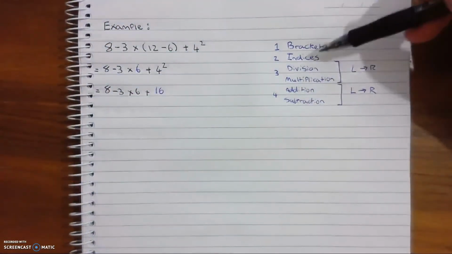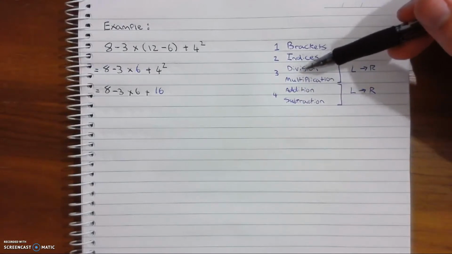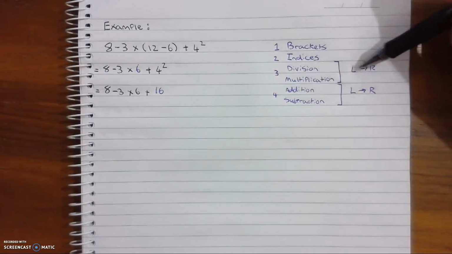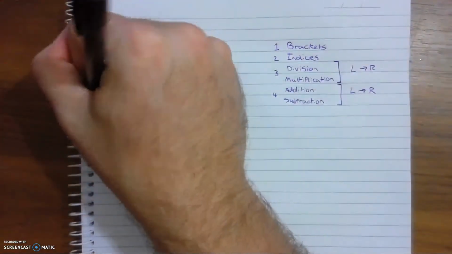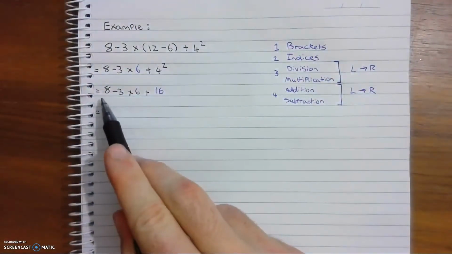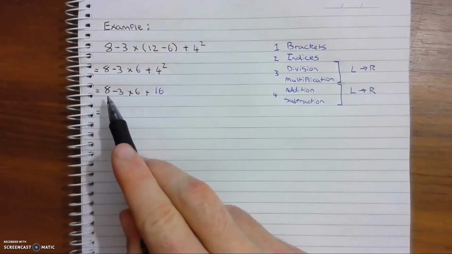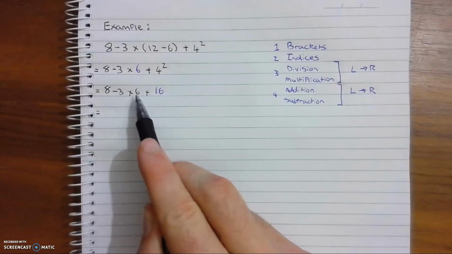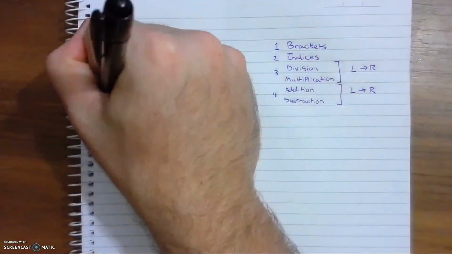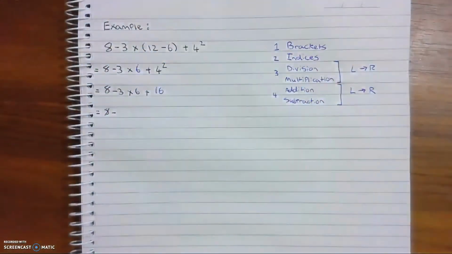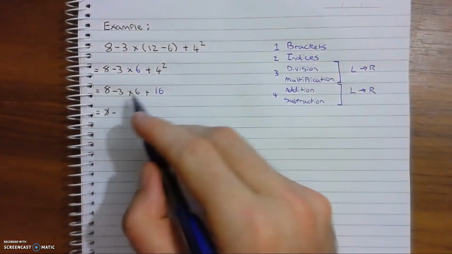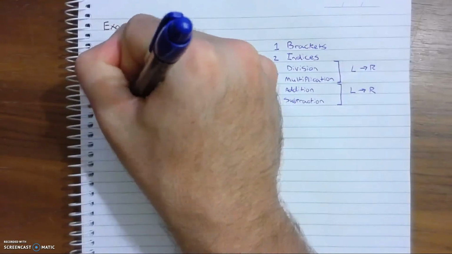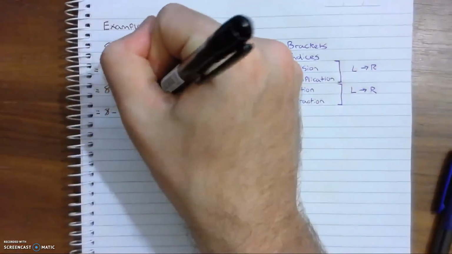Fantastic. Now I don't have any more indices, so we can move down to the third level, which is division and multiplication. We work from the left to right. We look at this equation and move across until we find our first division or multiplication symbol, which is right here. Okay, so 3 times 6. So I'd write out 8 minus whatever 3 times 6 is, which we know is 18, plus 16.